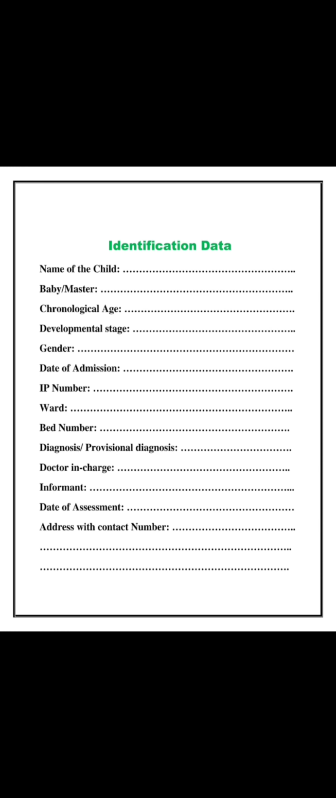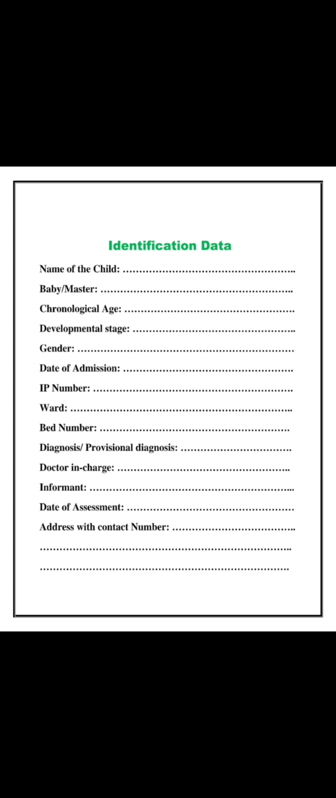Next is diagnosis or provisional diagnosis of the patient. It's like a process to identify the conditions or problems of the patients from the signs and symptoms of the patients by examinations. Or we can say it's an act to recognize disease from the signs and symptoms of the patient. Next is doctor in charge. Here we will write the name of the doctor in charge, under which doctor the child patient is taking treatment, right?